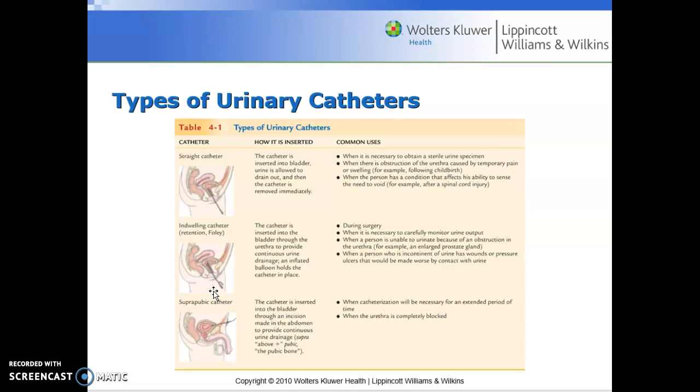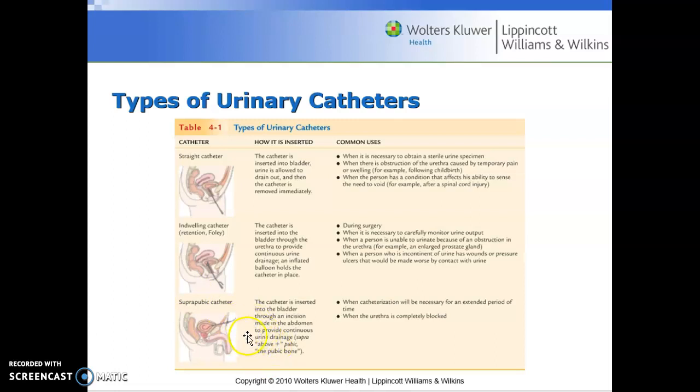You may see a Foley catheter inserted during surgery, or if they need to carefully monitor I's and O's, if they need to know exactly what this person is dealing with as far as their intake and output. Or if they're unable to urinate because there's an obstruction, in males a lot of times they'll have an enlarged prostate that doesn't allow the urine to flow freely. Or if they have a wound and they're incontinent, not able to control their urine, a lot of times they'll put a Foley in so that person doesn't urinate all over themselves and in that wound.